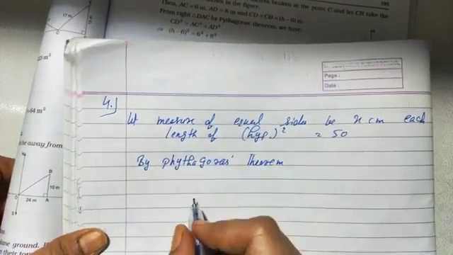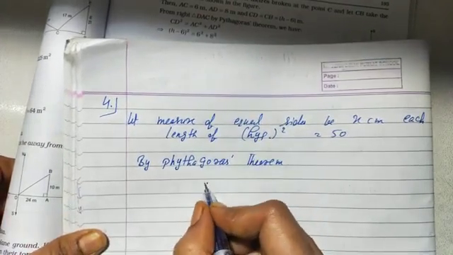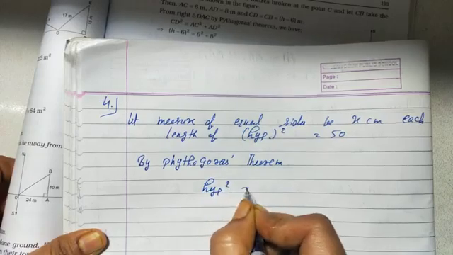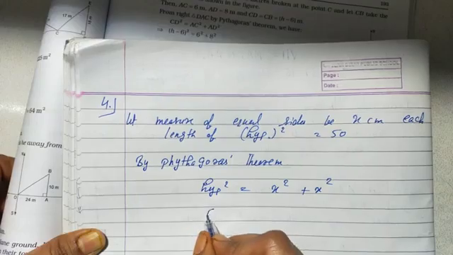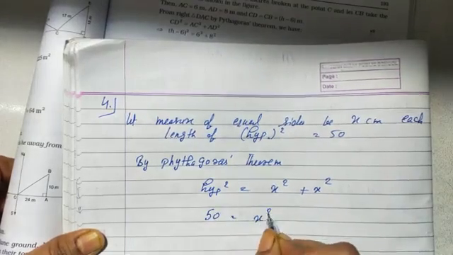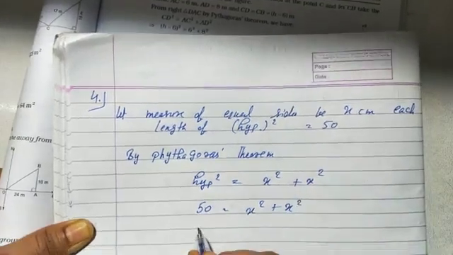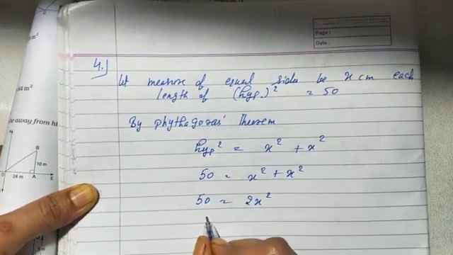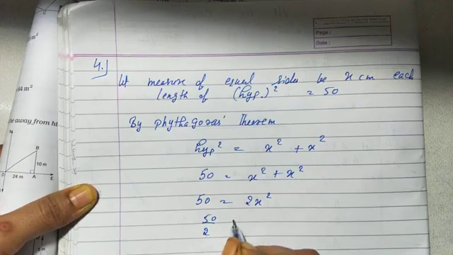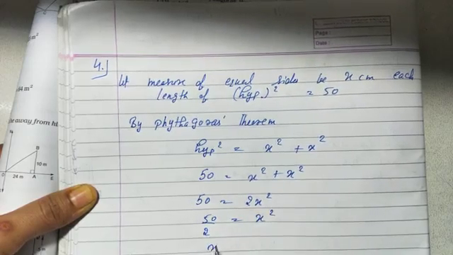we have hypotenuse square. Hypotenuse square is equal to the sum of the squares of the above two sides. That is 50 is equal to x square plus x square. 50 is equal to 2x square. Then 50 by 2, you can see x square is equal to 25.